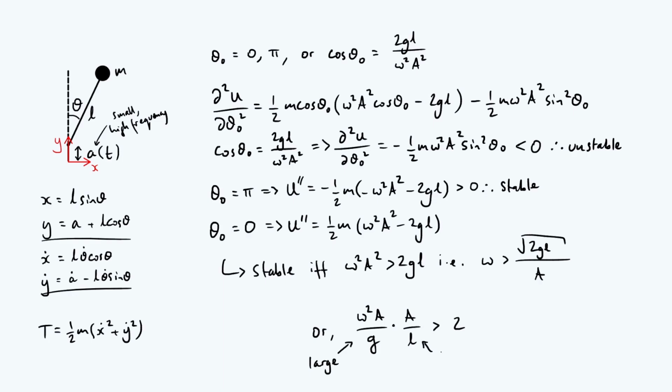But we also said, right from the beginning, that a over l is a very small quantity. So you've got the product of something which is much bigger than 1 with something which is much less than 1 having to be greater than 2. I just find this form of the condition interesting because it gives us a more concrete bound on these limiting quantities, omega squared a over g and a over l.